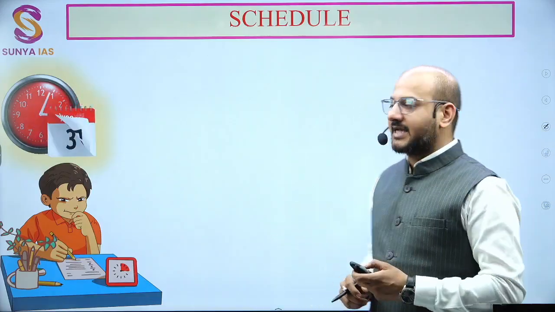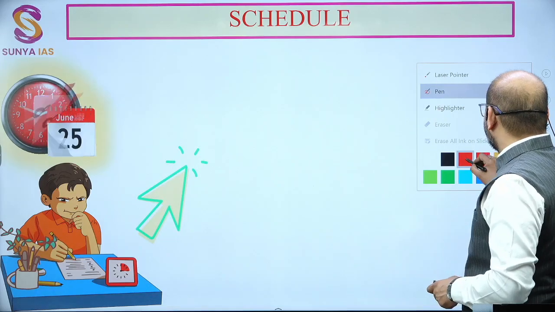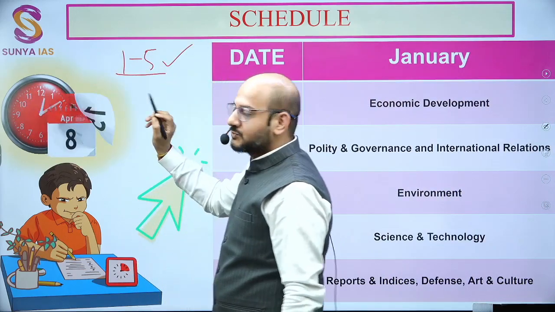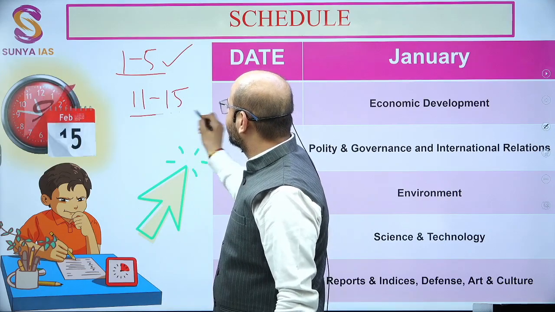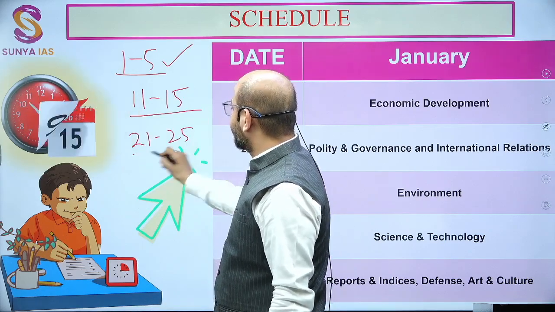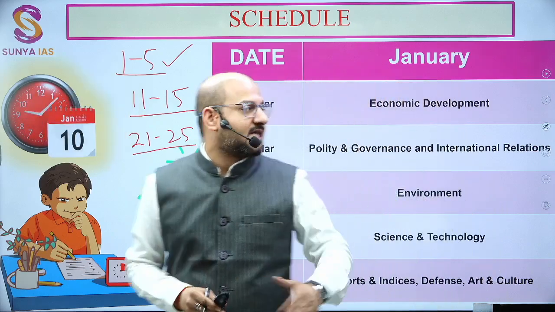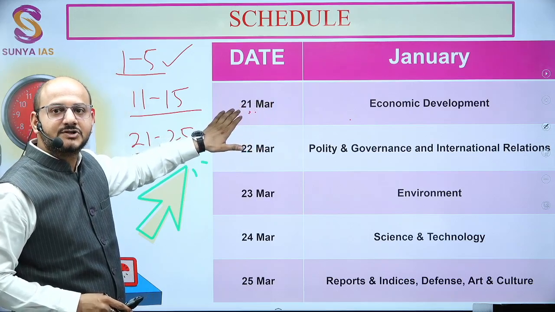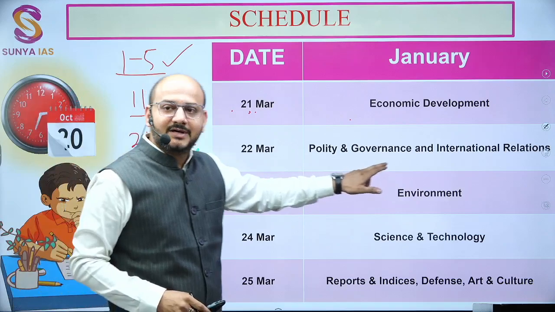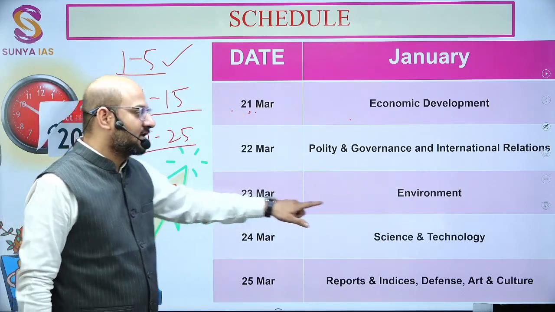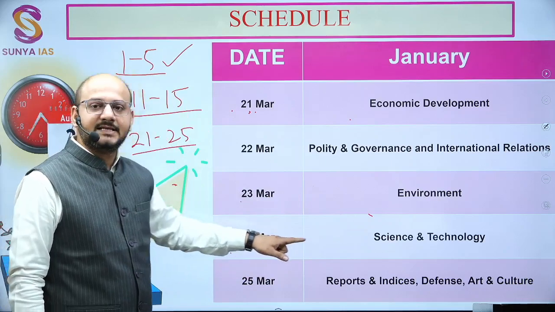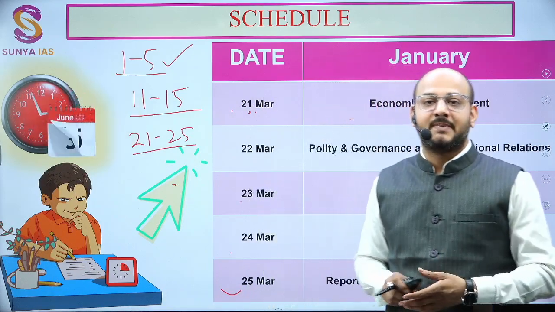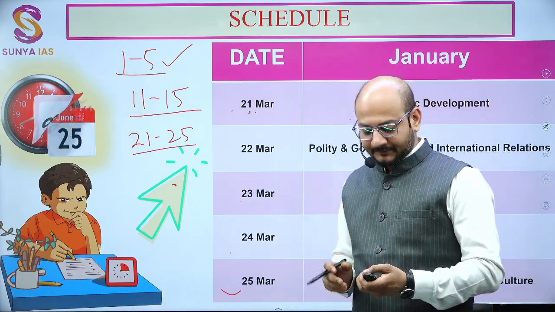How this program has been designed, you all know. The high-yielding topics will be covered on the 1st to 5th of each month, the 11th to 15th of one month, and the 21st to 25th of the next month. This month, this is how it has been divided. Economic development, on the first day, whether 21st March, 11th March or 1st March. 22nd March, polity, governance and international relations. 23rd March, environment and ecology. 24th March, science and technology. 25th March, reports, indices, defense, art and culture, miscellaneous topics, and certain places in the news. We cover that. So let's start.